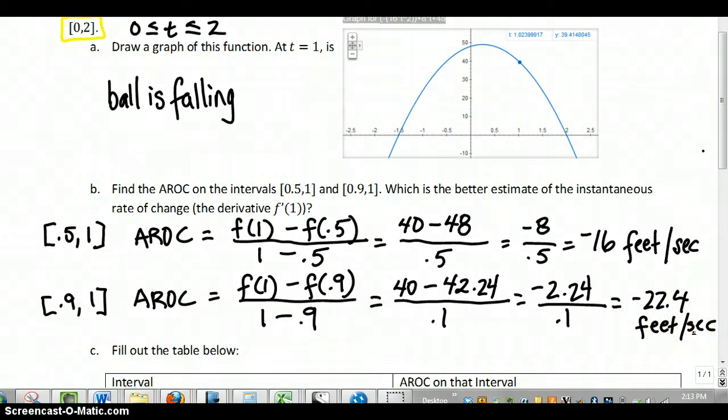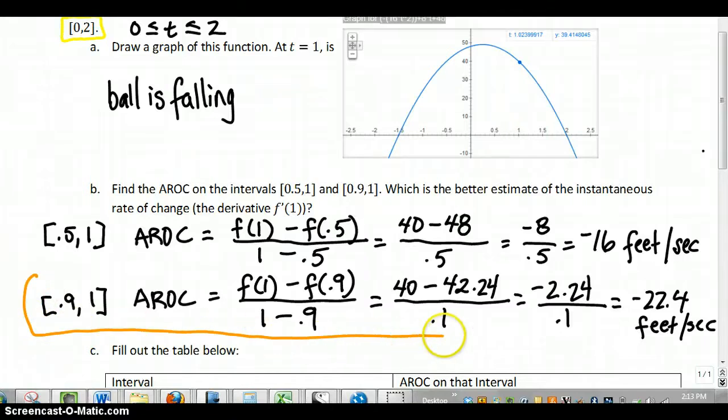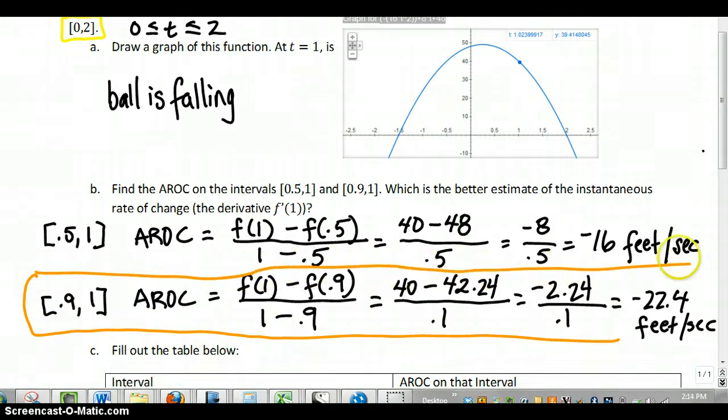Which of these is the better estimate? The better estimate always comes from taking the smaller interval. So the best estimate that we can get is going to come from this one. The second one here gives us our best estimate.